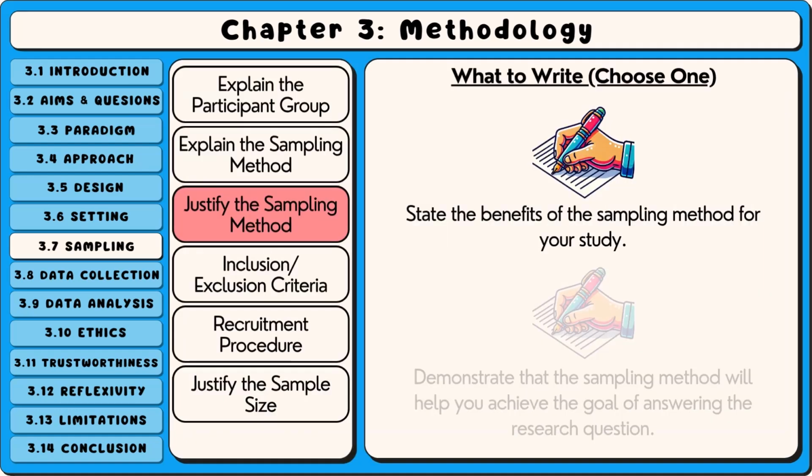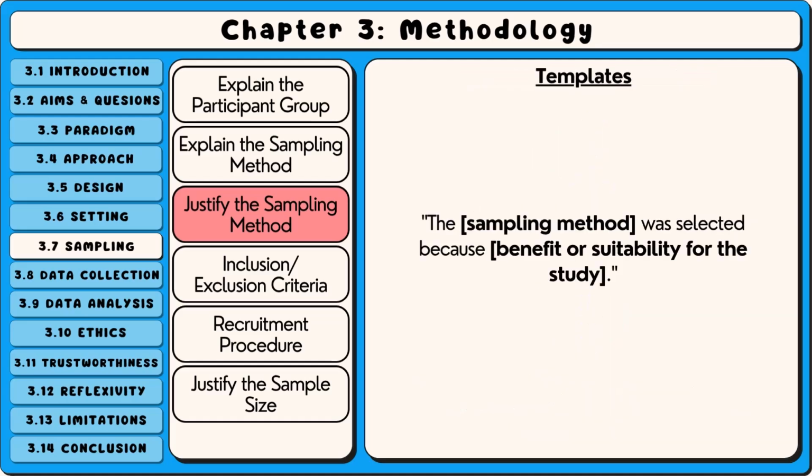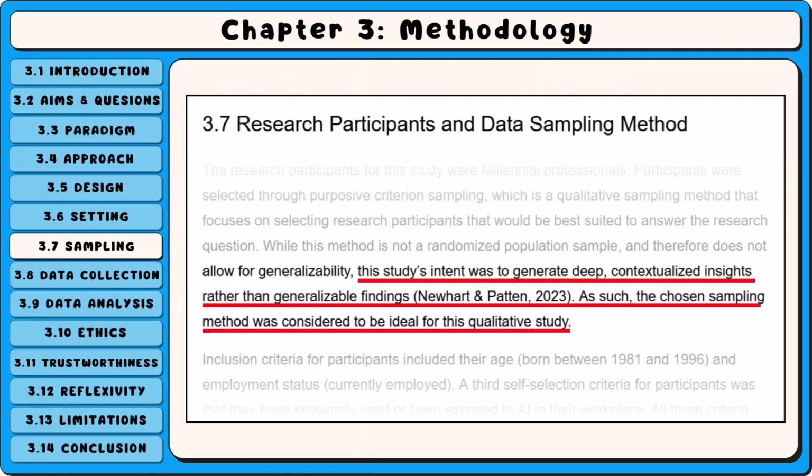Next, justify the sampling method. Here, state the benefits of the sampling method for your study, demonstrating that the sampling method will help you to achieve the goal of answering the research question. Here's a template. The sampling method was selected because, and then name a benefit or state the suitability for your study. Here's an example. This study's intent was to generate deep contextualized insights rather than generalizable findings. As such, the chosen sampling method was considered to be ideal for this qualitative study.